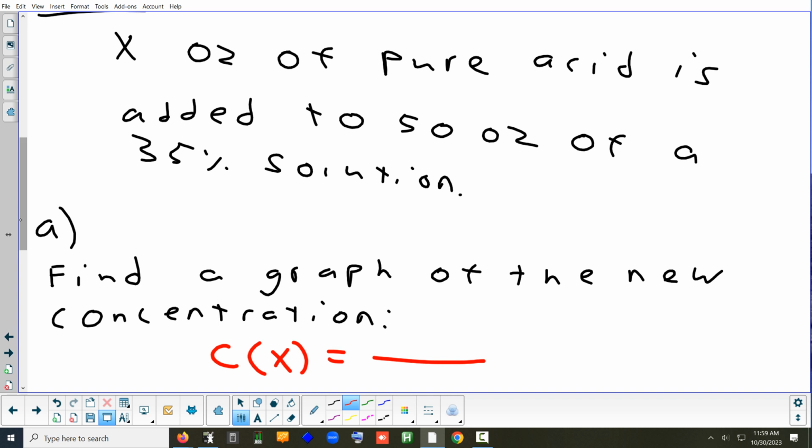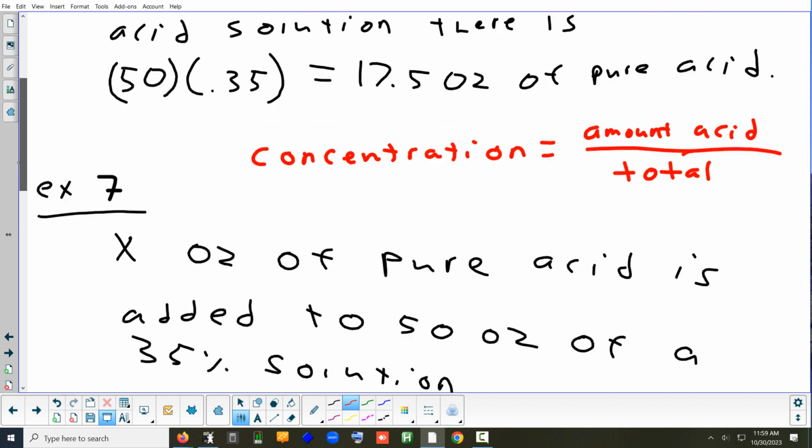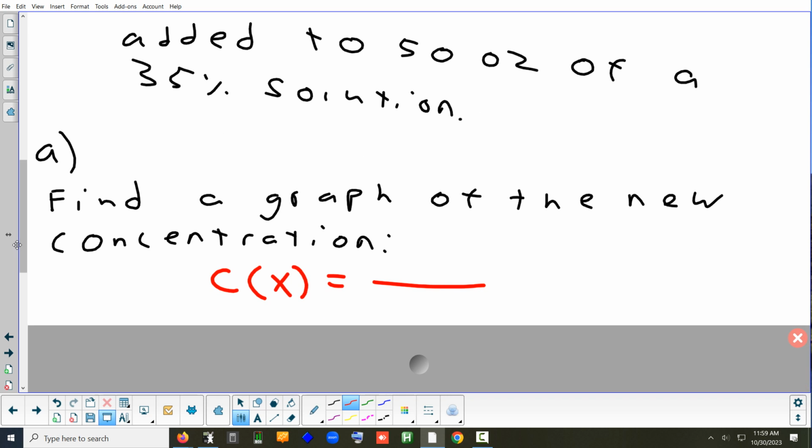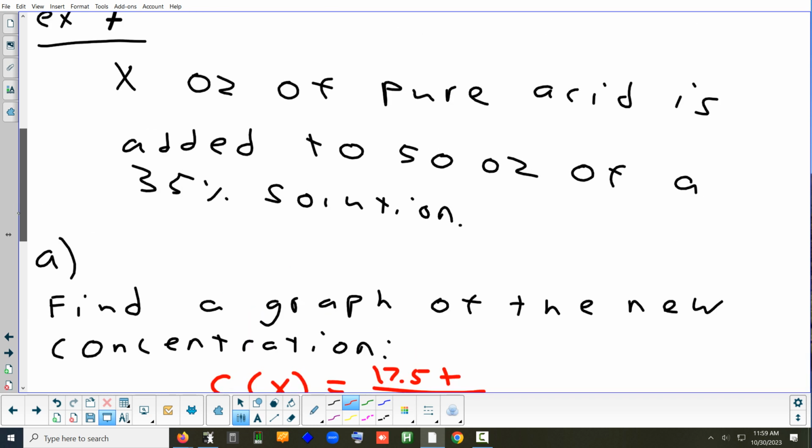How much acid did we already have to start with? We had 50 ounces in total, but only 35% of it was acid. So we get 17.5. Okay, so that's how much acid you're starting with. How much acid are you adding to that? Right, we're going to add X ounces of acid.